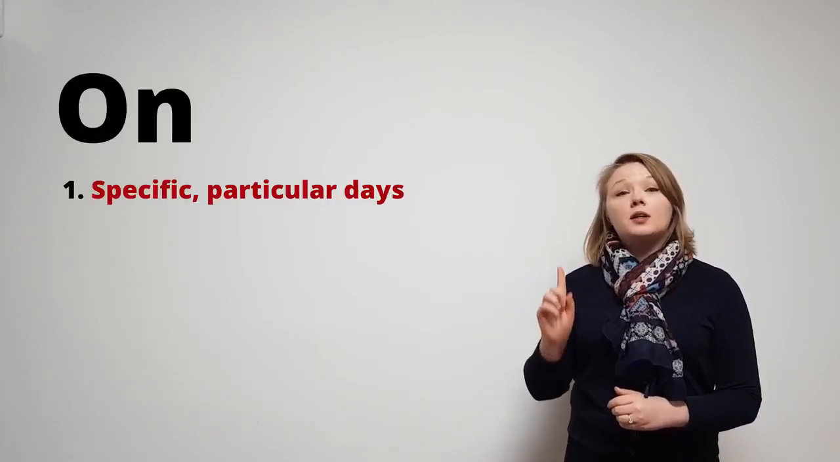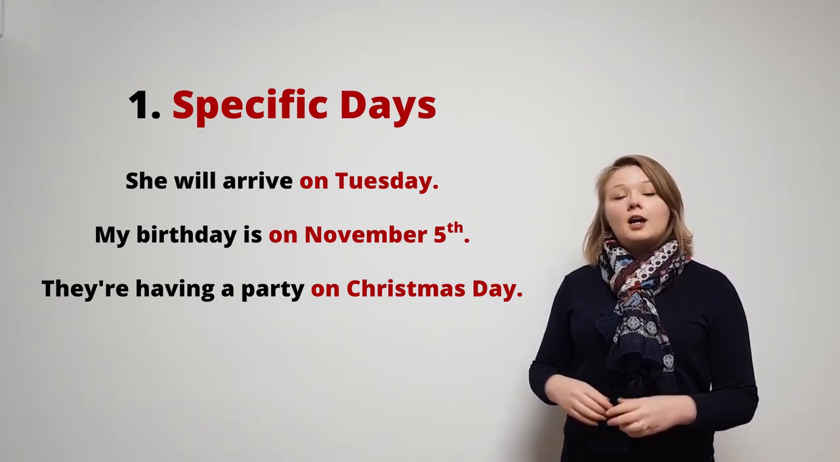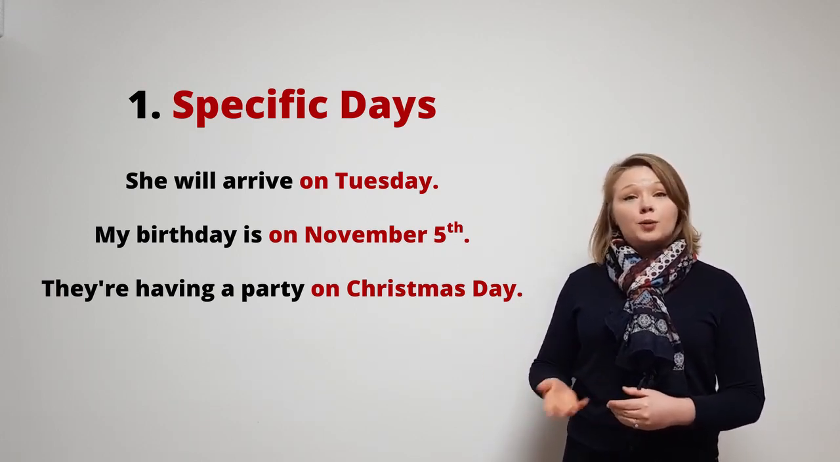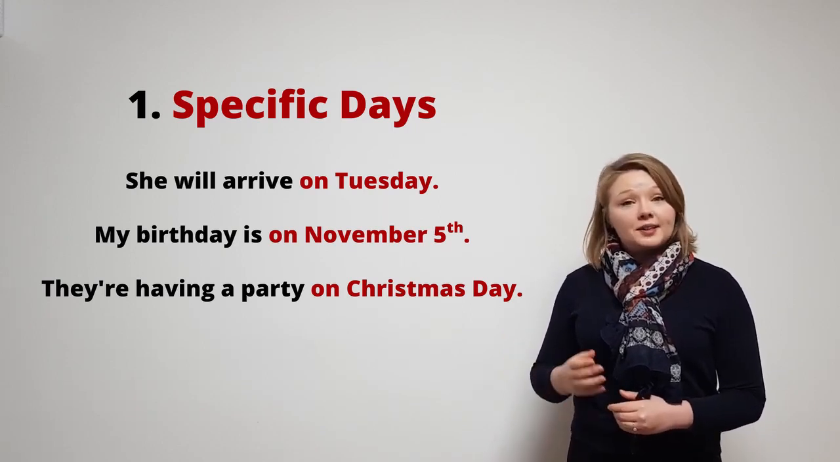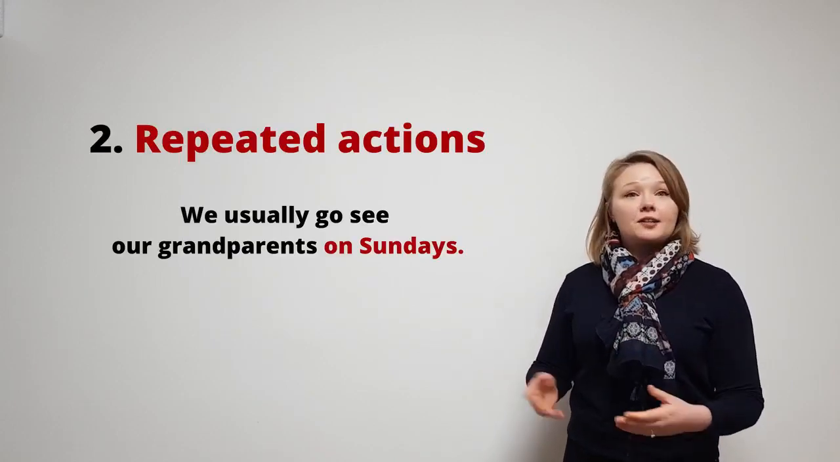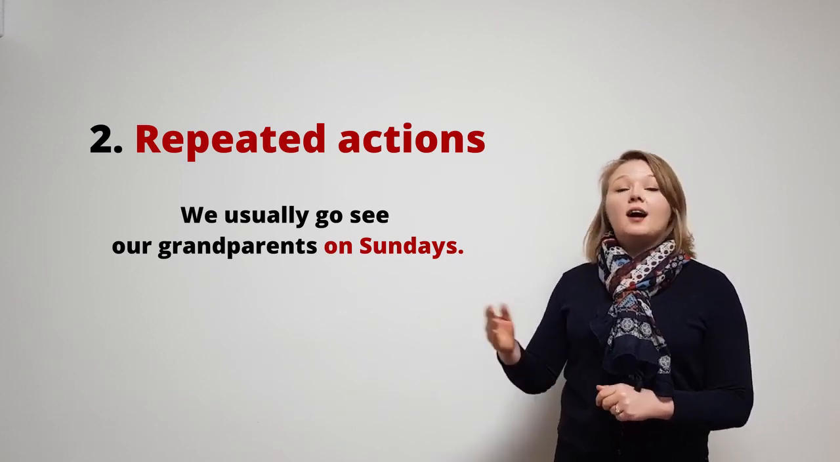Next, let's consider the preposition on. On is used to talk about specific, particular days. For example, she will arrive on Tuesday. My birthday is on November 5th. They're having a party on Christmas Day. We can also use on to talk about repeated actions. For example, we usually go see our grandparents on Sundays.